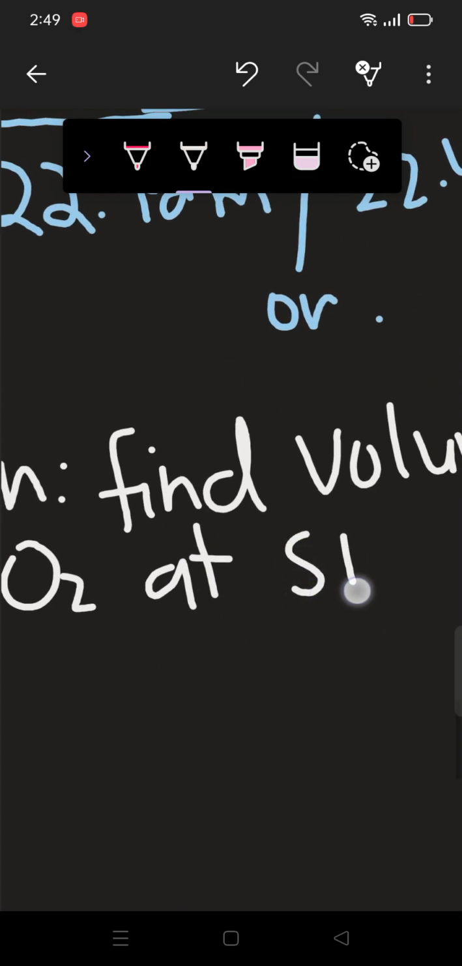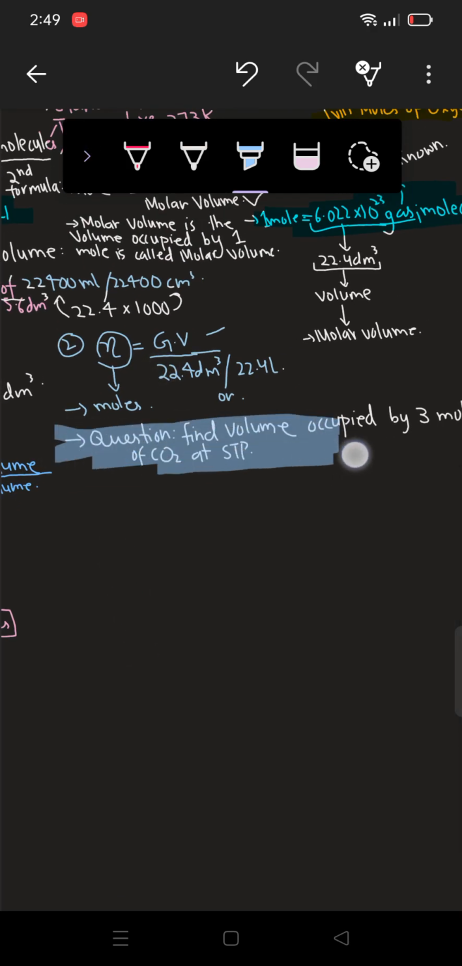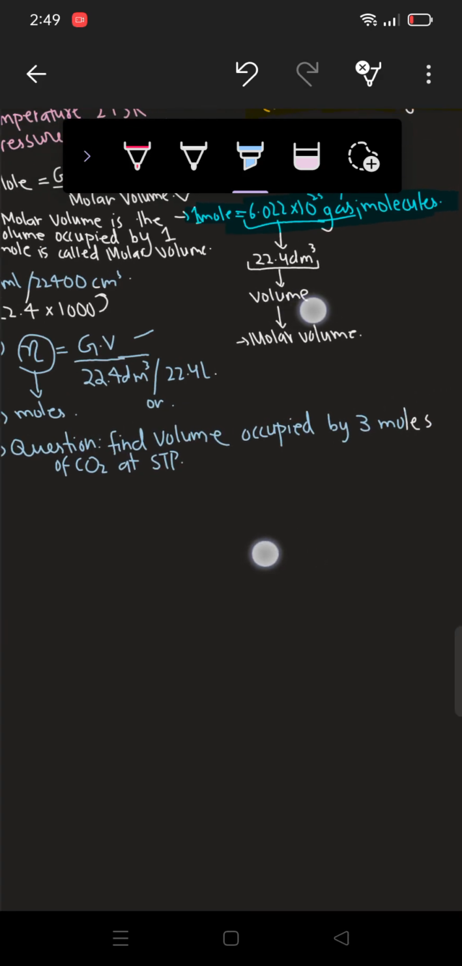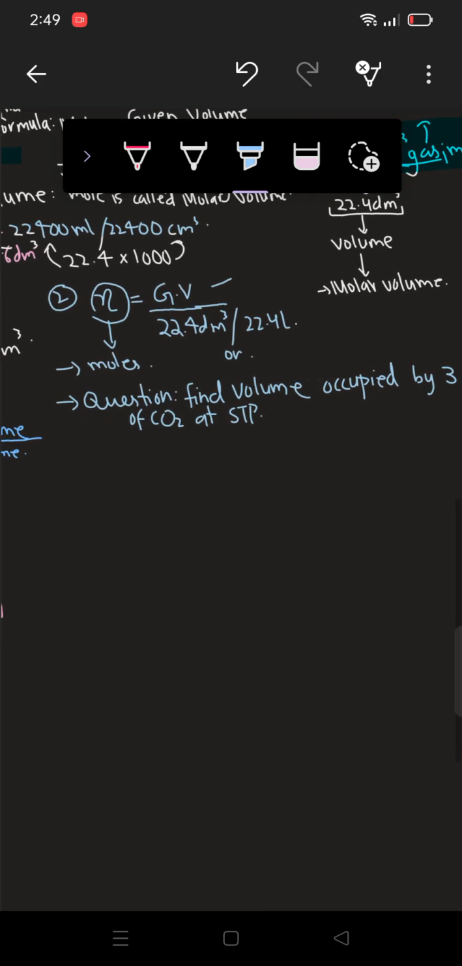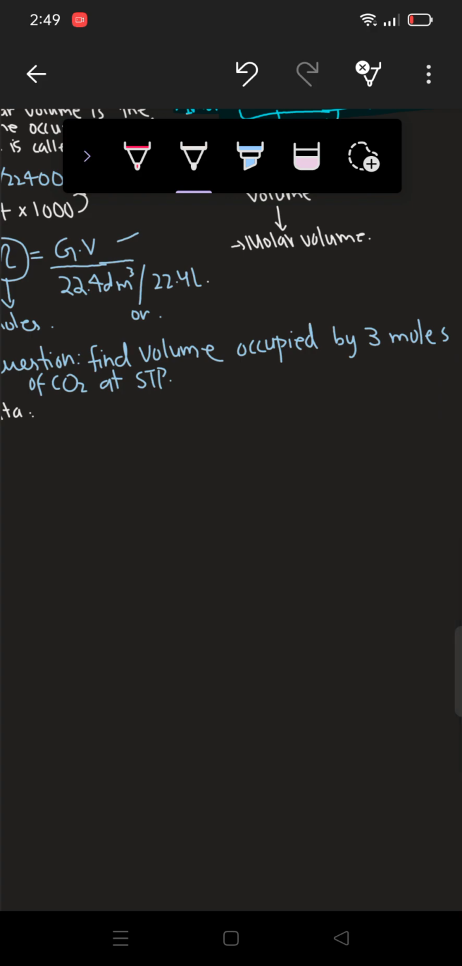At STP. As I have already told you, the first step to solve the numerical is always to solve the numericals by the steps, right? And the first step to solve the numerical is always to write the data from the question. You need to make a data, right? So initially data, what is given in the question? See that find volume means this is required, we don't need to go to the required first, right? By 3 moles, which means the number of moles is already given, and that is 3 moles, alright, 3 moles.